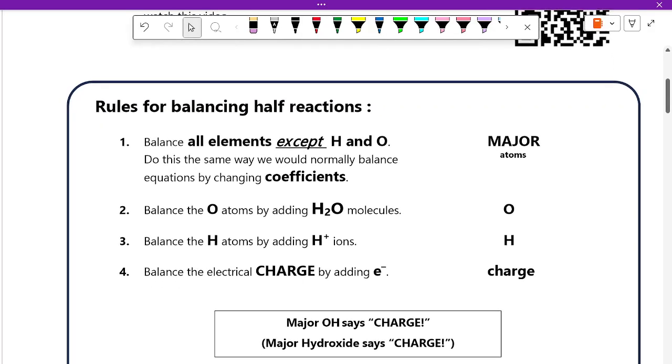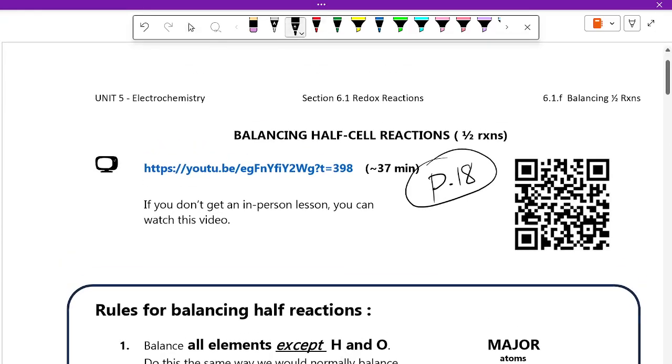So, rules for balancing half reactions. This is going to help us with reactions like, I don't know if you remember, we had that I2 going to IO3 minus. That's our skeleton half reaction. And you can't just balance that by adding electrons, right? That would not solve your problems. So we need a different method for solving more complicated half reactions.